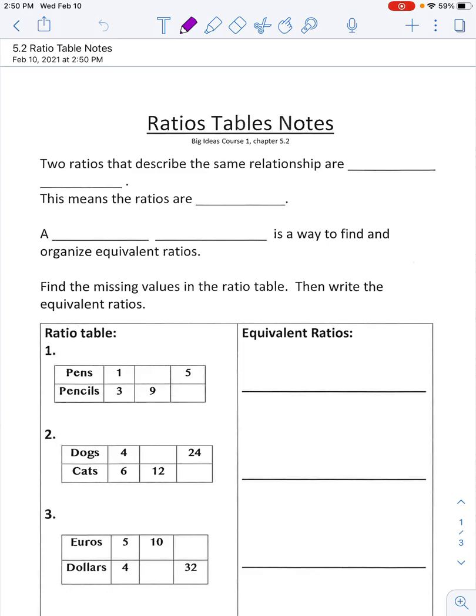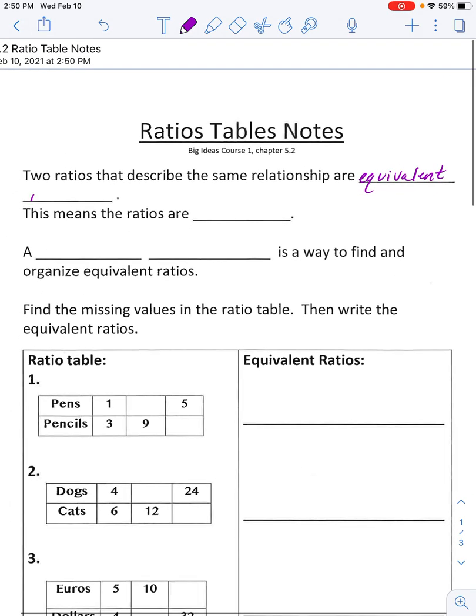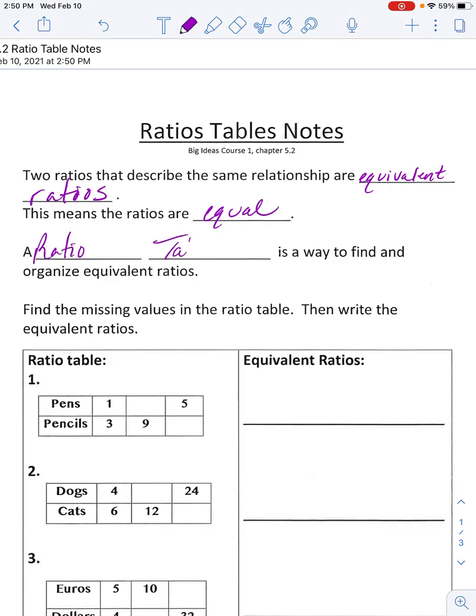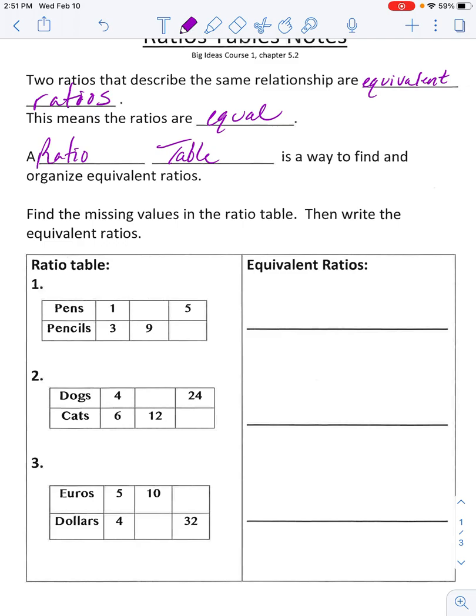Ratio tables: two ratios that describe the same relationship are equivalent. You hear that word equal in there. Equivalent ratios. Okay, this means the ratios are equal. A ratio table is a way to find and organize equivalent ratios. We're going to find the missing values in the ratio table, then write the equivalent ratios.